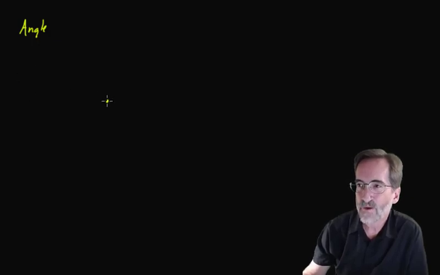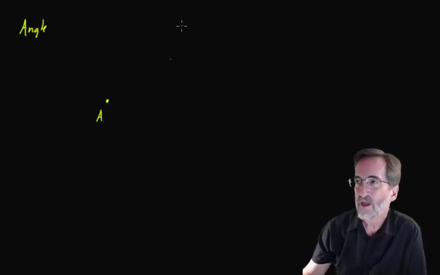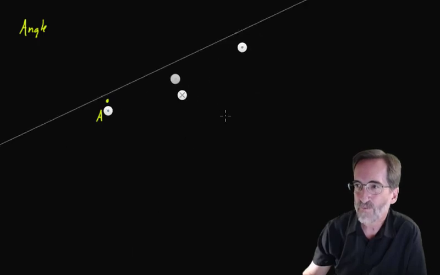All right, in this lesson we're going to be looking at angles. Let's write the word angle on the screen. An angle starts at a point. Let's label this point A. And it consists of two rays with a common starting point.